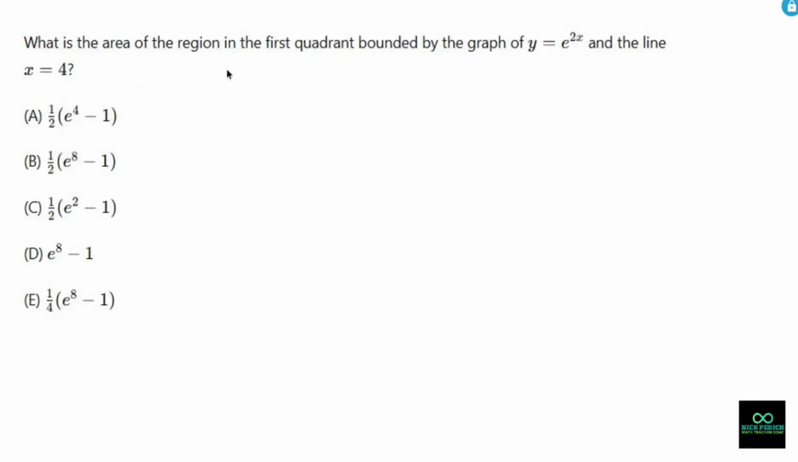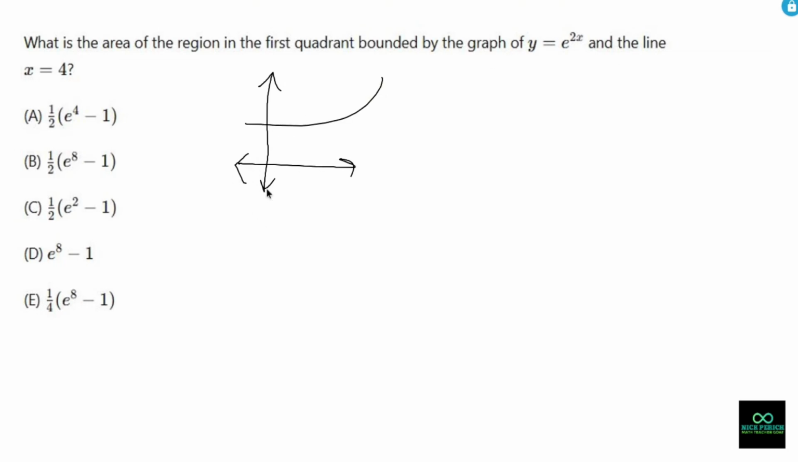What is the area of the region in the first quadrant bounded by the graph of y equals e to the 2x and the line x equals 4? Quadrant 1 only, so let's draw quadrant 1 only. e to the 2x looks a little something like this.